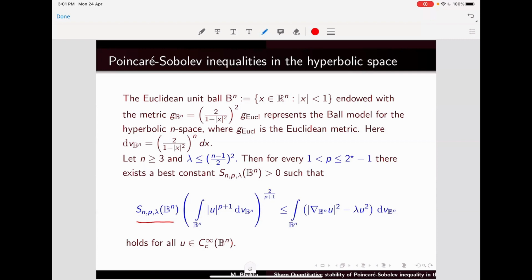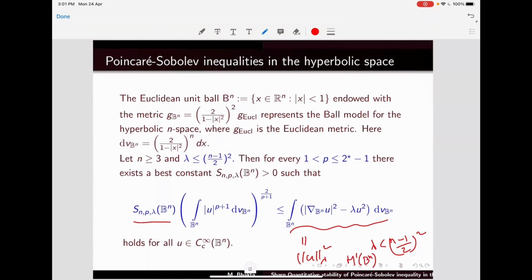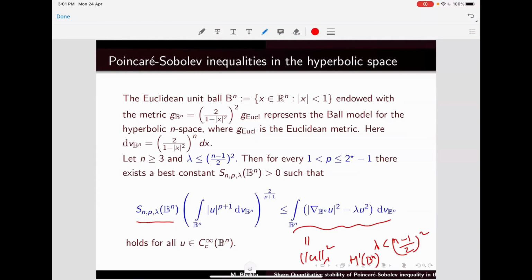So B^n is the ball. Now what is this ((n minus 1) by 2) whole square? That is the bottom of the spectrum for the Laplace-Beltrami operator in this space. Since we are in the strict case, we will be interested in lambda strictly less than ((n minus 1) by 2) whole square. In that case, this becomes a norm, and it will be an equivalent norm for the H1(B^n) space. A function is in H1(B^n) if u is in L2 and its derivative is also in L2. That's the H1(B^n) space. So this is the Poincare-Sobolev inequality.